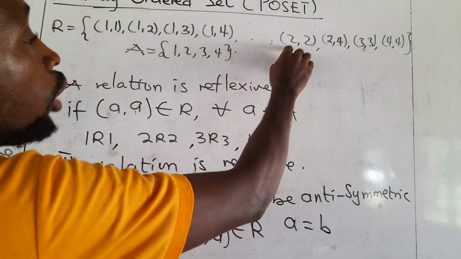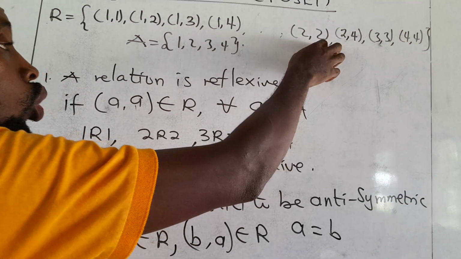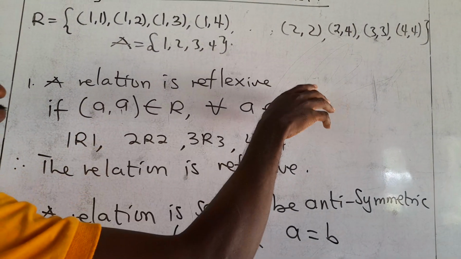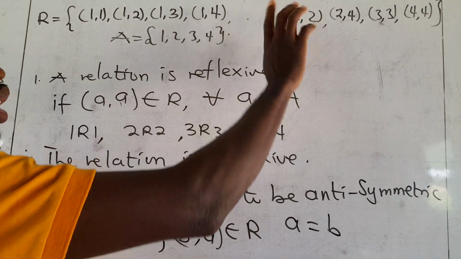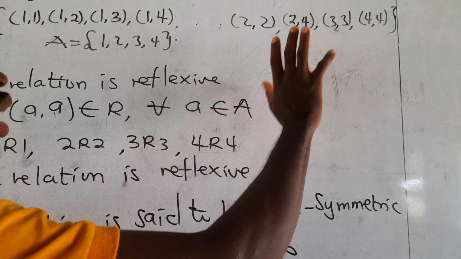So when we flip 2, 2, we still get 2, 2. But 2, 2 is a member of the relation. But let's check. 2 is equal to 2. Then we are good to go. Let's flip 2, 4. When we flip 2, 4, we get 4, 2. 4, 2 is not a member. We are good to go.